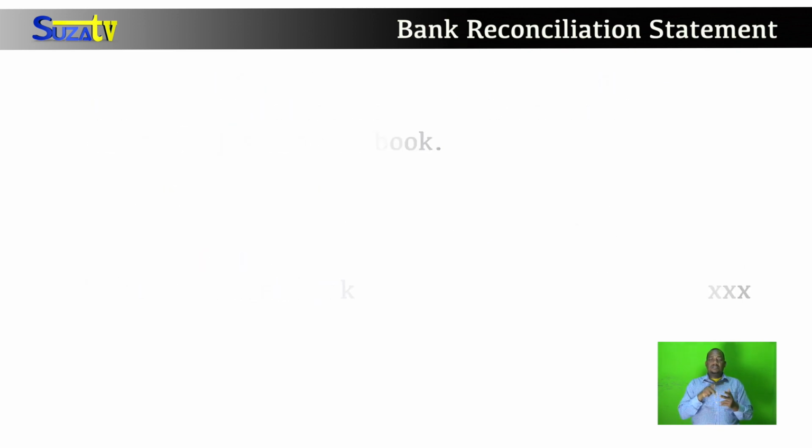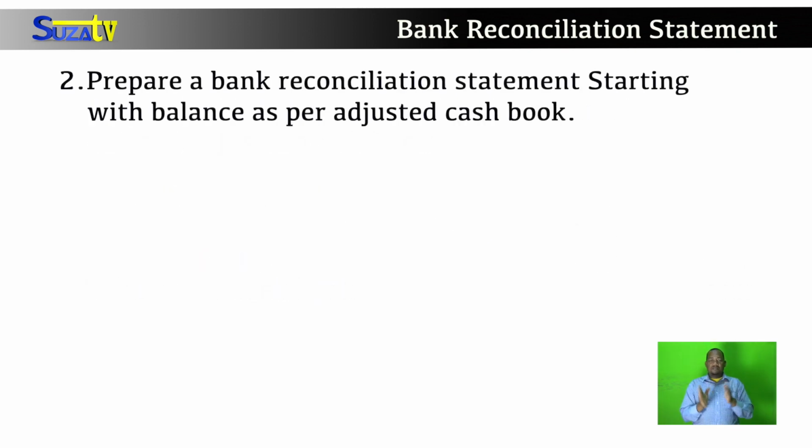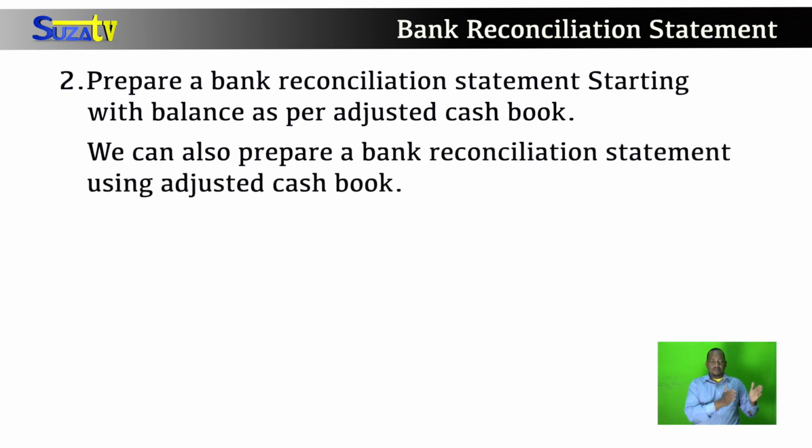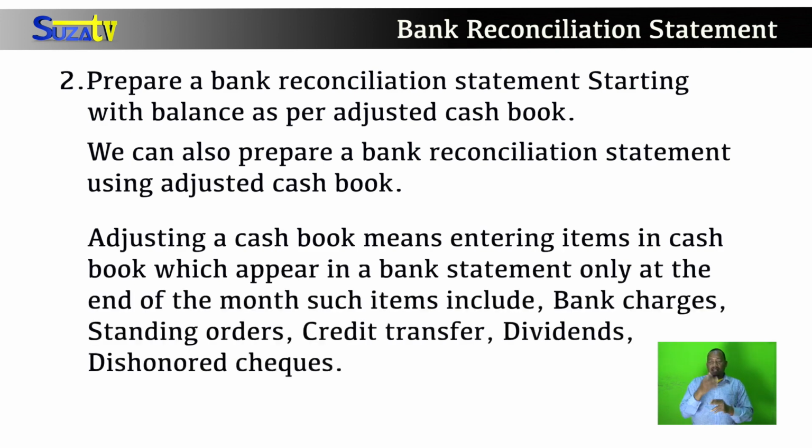Step 3. Prepare a bank reconciliation statement starting with the balance as per adjusted cash book. We can also prepare a bank reconciliation statement using an adjusted cash book. Adjusted cash book means entering items in the cash book which appear in the bank statement only. At the end of the month, such items include bank charges, standing order, credit transfer, dividend, dishonored check, etc.